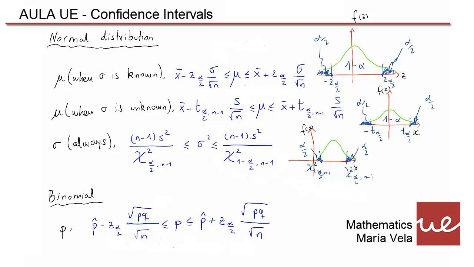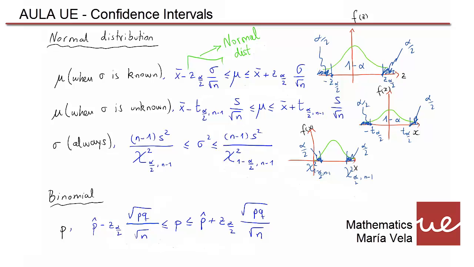Let me just remark that for this first case, we need to find out the value in a normal distribution table because we are in the case when we want to compute the confidence interval for mu when sigma is known. In the second case, the confidence interval for mu when sigma is unknown, the formula is just the following one.